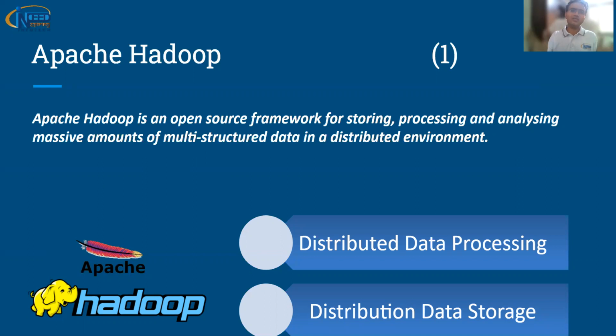Okay, massive, large amount, multi-structured. It can be structured, semi-structured, unstructured. So all kinds of data, a variety of data, in a distributed environment. Okay, distribute everything. That is the kind of solution Hadoop gave.